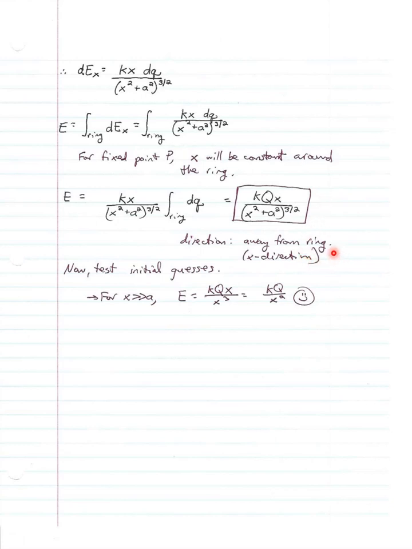And now we can test the initial guess. We said that for x much, much greater than a, it should act like a point charge. And so when you neglect a and make that denominator just be x cubed, it'll divide out with one of the x's. And there you go, kQ over x squared, and that is what a point charge electric field looks like.